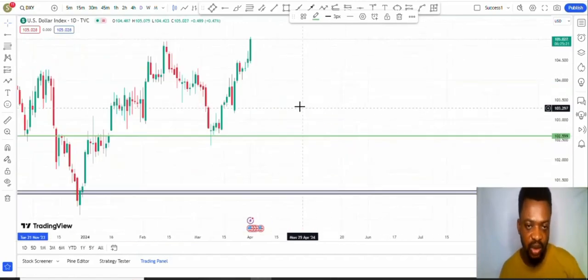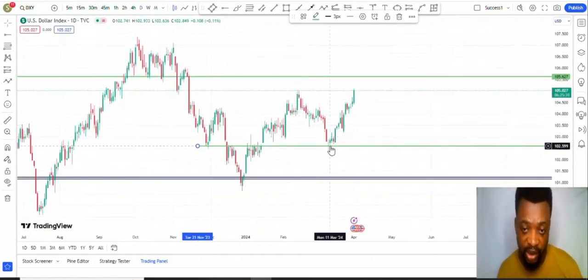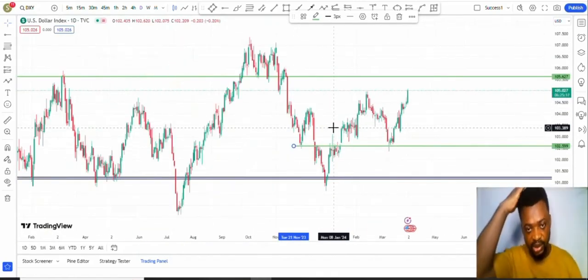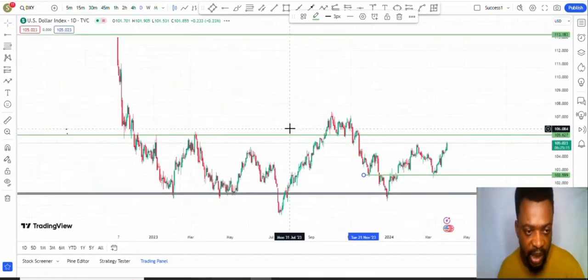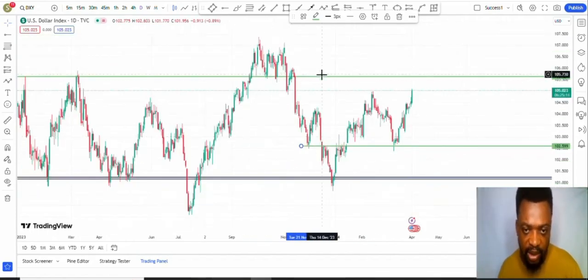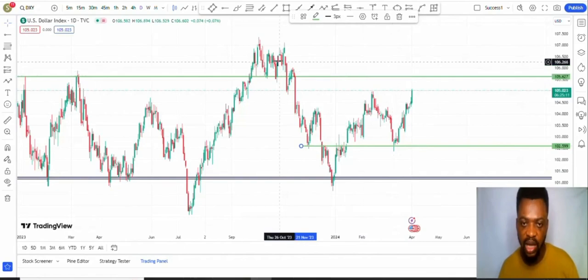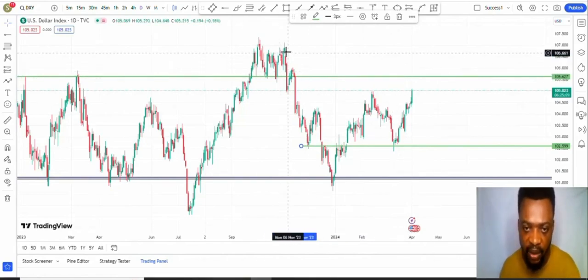So currently I'm bullish on the XY. Definitely I am bullish on the XY, guys. I am bullish on the XY, but I would like to see what happens around this resistance. Yes, around this resistance, I'd like to see what will happen. I might break it and be around here.